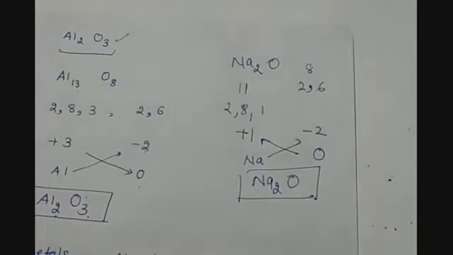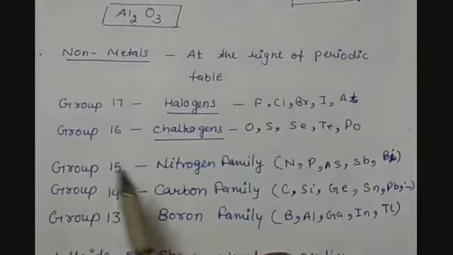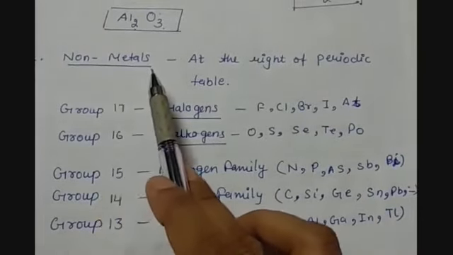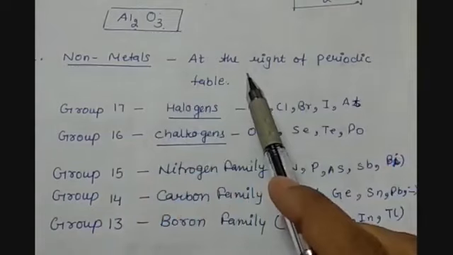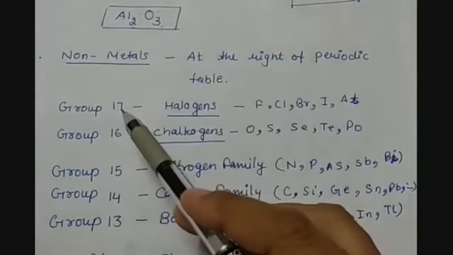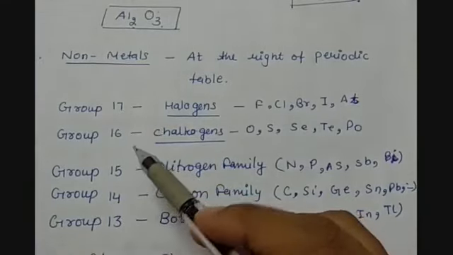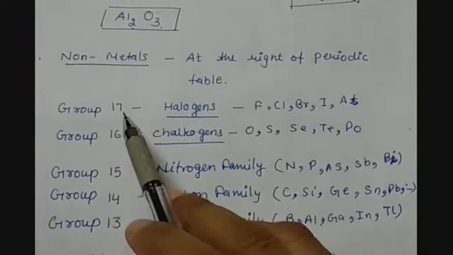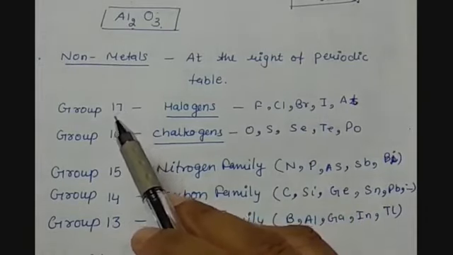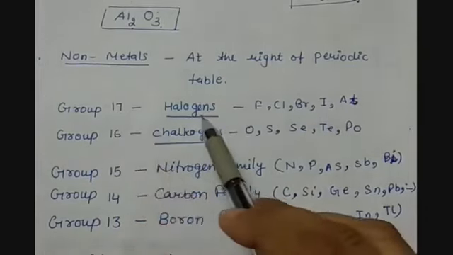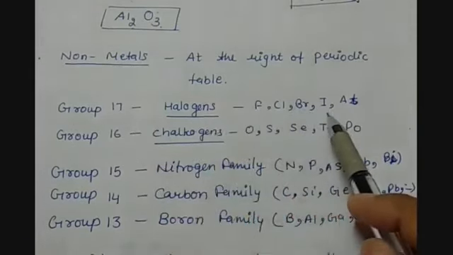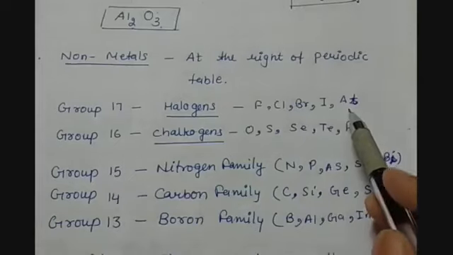Now let us see the next element. Then the next type of elements are non-metals. They are present at the right of the periodic table and they start from group number 13 and till group number 17 we have non-metals. In group number 17, as we have talked about, group number 18 was having the noble gases. Group number 17 is having halogens, which are fluorine, chlorine, bromine, iodine and astatine.